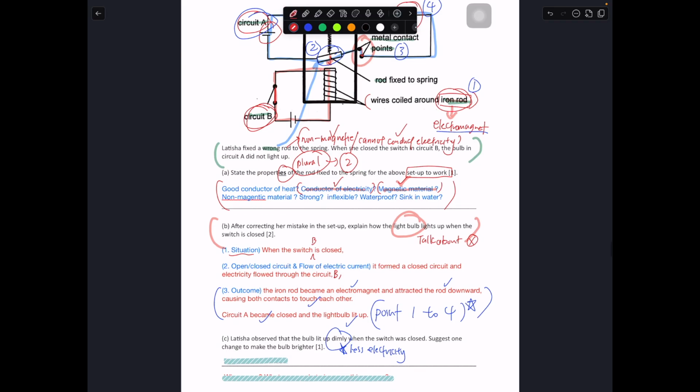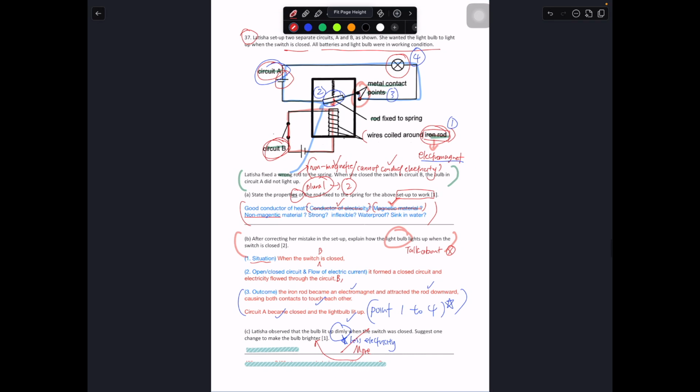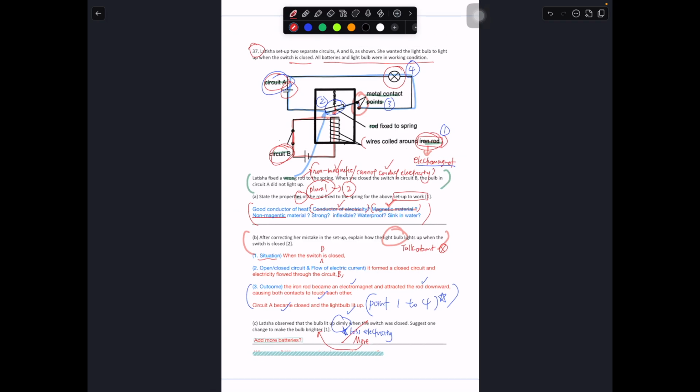So if you know that it's dimmer, and that's the idea of less electricity flowing through, then you make sure that there is more electricity flowing. Then you will get a brighter light bulb. So what can you do? Most of the time people will just say, add more batteries. Adding more batteries is one thing you can do to make the light bulb brighter, because there will be more electricity flowing through the light bulb.